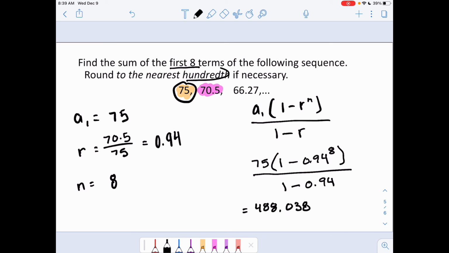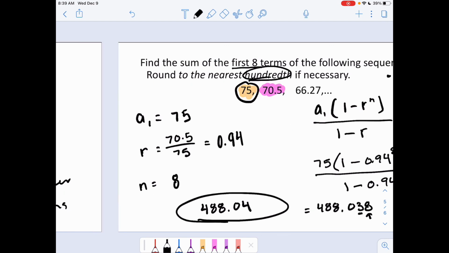It wants me to round to the nearest hundredths place. That is 2 spots after the decimal. So I'm going to round here. This 8 tells me to round the 3 up, so my final answer is actually 488.04.